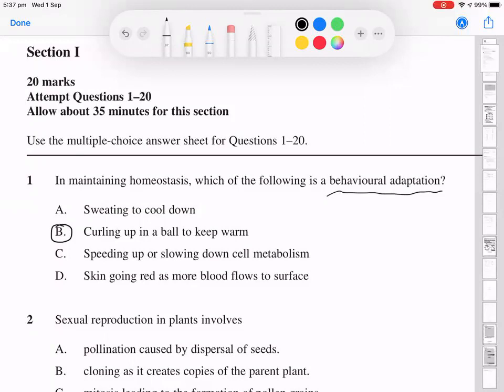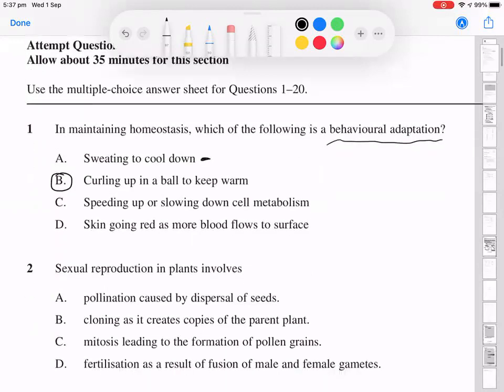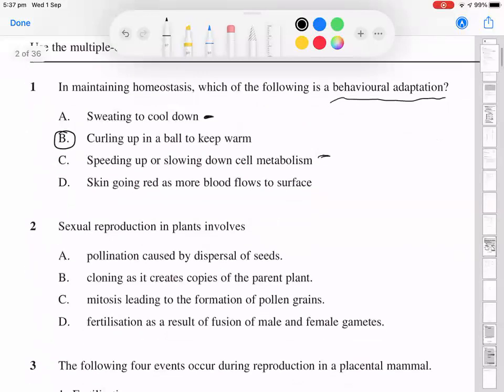This is a correct example. However, it doesn't include a behavioral adaptation. That'll be physiological. Goes for the same with this one and this one.